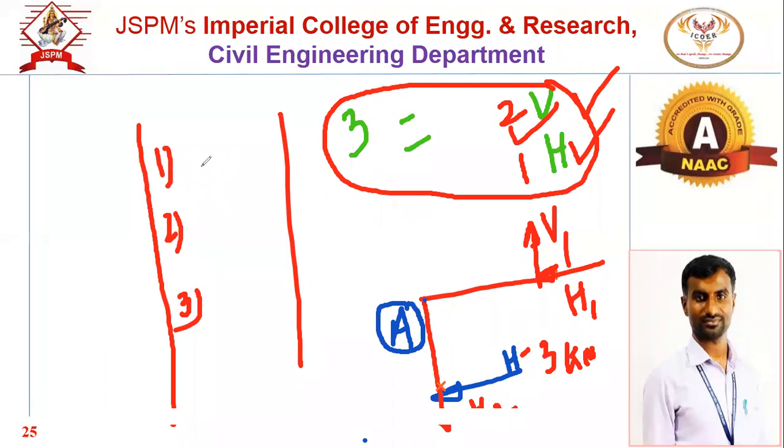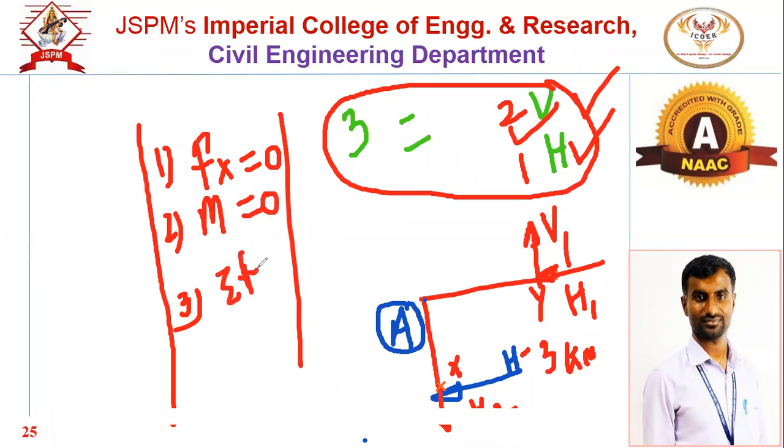fx. Very good. So initially we have to use summation fx equal to 0. Correct. Second condition. Moment. Very good. Summation of moment either at x point or at y point equal to 0. And definitely the last condition will be summation fy equal to 0. In the total method, 3 unknowns, 2 are vertical, 1 is horizontal, and the conditions are fx, moment and fy equal to 0.